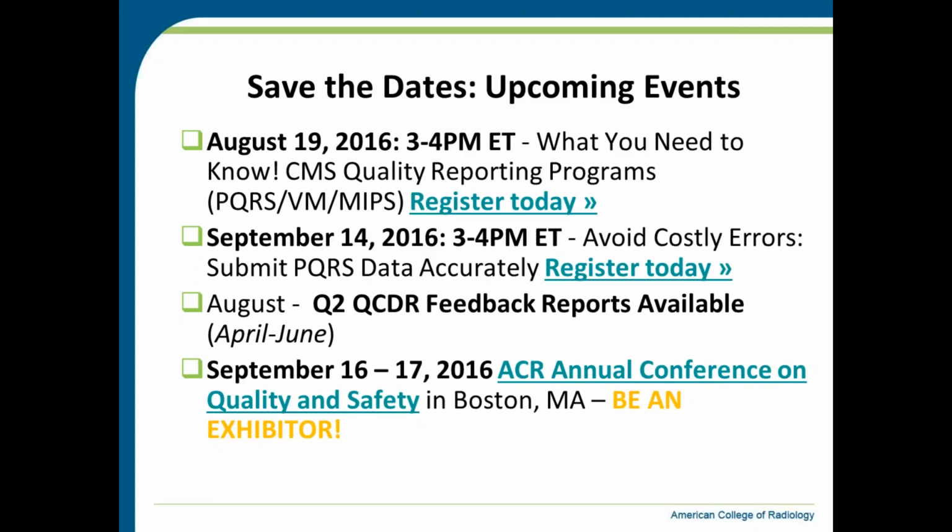And then lastly, I have a call to action or an opportunity that everyone can take advantage of. September 16th and 17th, the ACR is hosting our annual conference on quality and safety in Boston, Massachusetts. We're actually going to be reaching out because this will be the first year we have an exhibitor hall. We're going to be reaching out to maybe some of you on the call because you participated with us in other capacities. But if you're interested, we can give you more information on how you could be an exhibitor. We're just starting that process, so it's not too late.